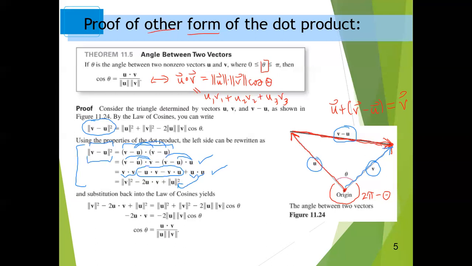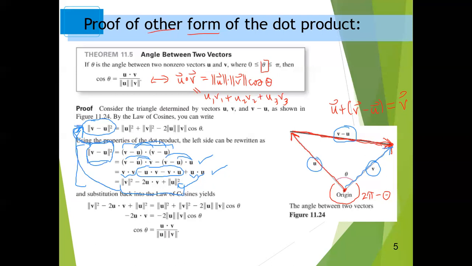So then what you do is you simply take this thing and you sub it in right here. You sub that thing in right there. So you sub this entire formula in right up here, okay? And so you're going to get the length of v squared minus 2u dot v plus the length of u squared is equal to the length of u squared plus the length of v squared.